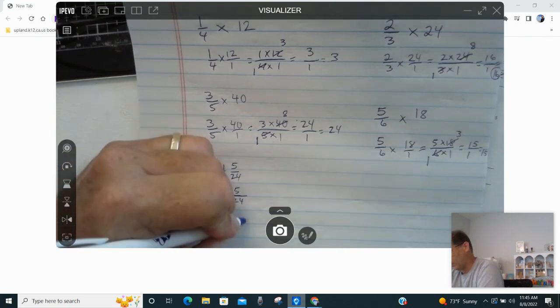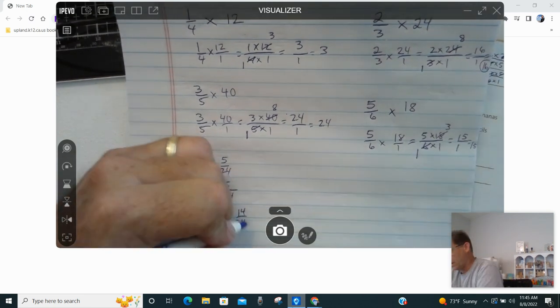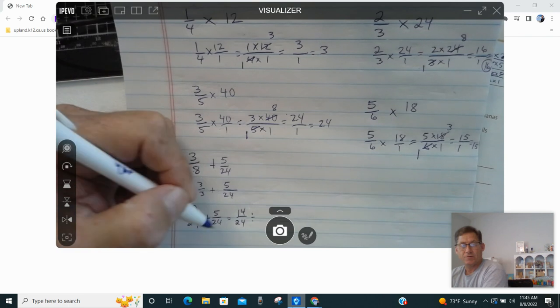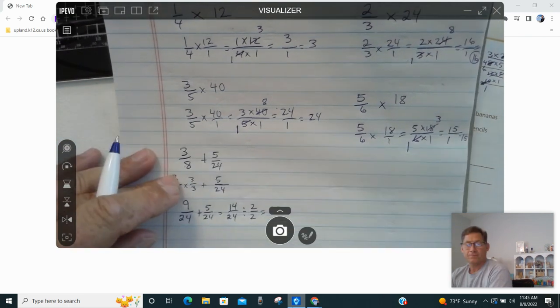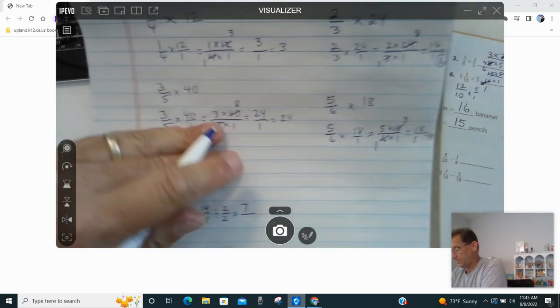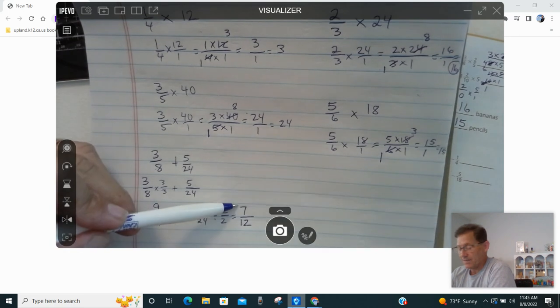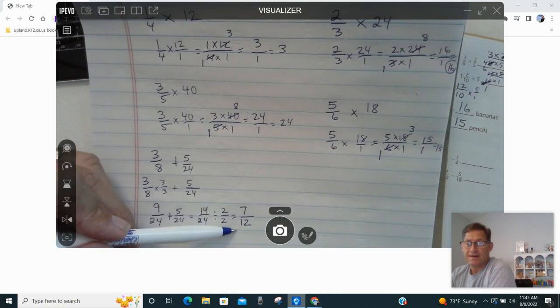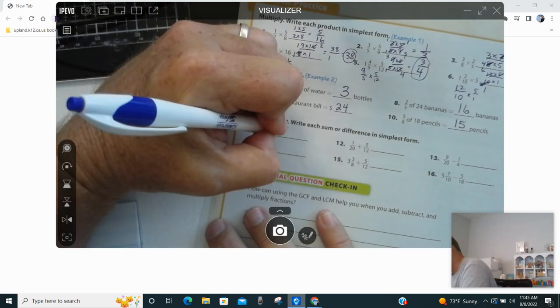9 plus 5 is 14 over 24. Well, I know a common factor of 14 and 24 is 2. 14 divided by 2 is 7. And 24 divided by 2 is 12. This is in simplest form because 7 is a prime number and 7 is not a factor of 12. So 7/12.